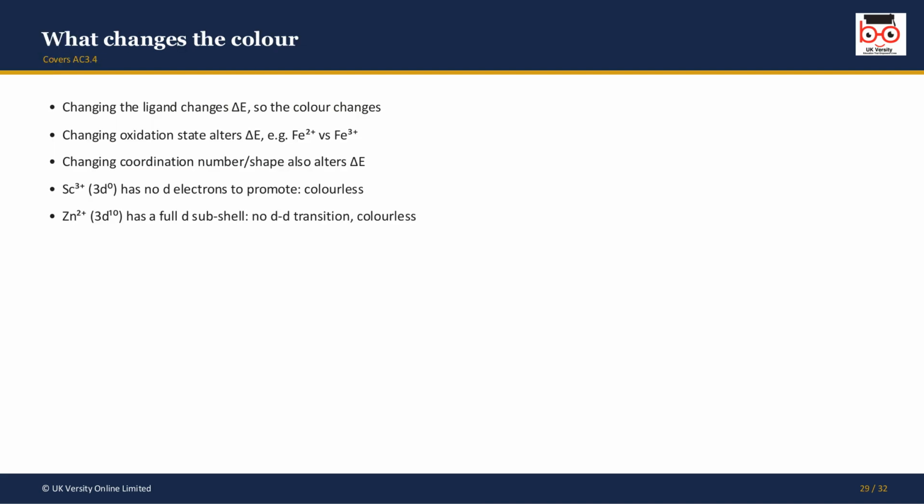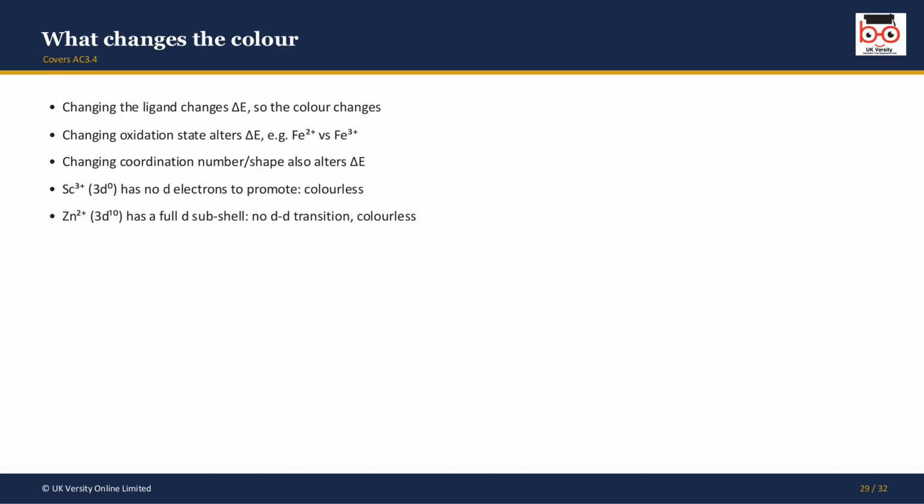Finally, what makes the colour change from one complex to another? Anything that changes the size of the gap, ΔE, changes the colour. Swapping the ligands alters ΔE. Changing the metal's oxidation state alters it too, so iron(II) and iron(III) differ. And changing the coordination number or shape alters it as well.